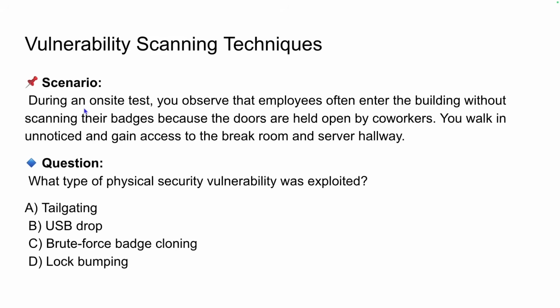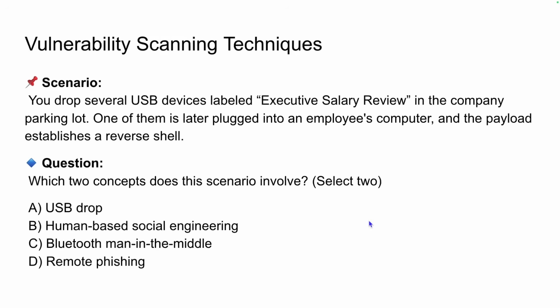All right, scenario. During an on-site test, you observe that employees often enter the building without scanning their badges because the doors are held open by coworkers. You walk in unnoticed and gain access to the break room and server hallway. That would be tailgating for sure. Brute force badge cloning, no. Lock bumping, no. This is literally somebody opening the door for you, right? So tailgating is the answer.